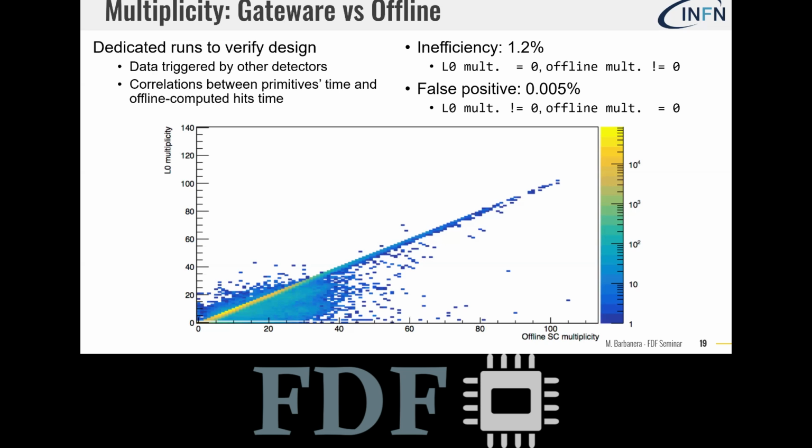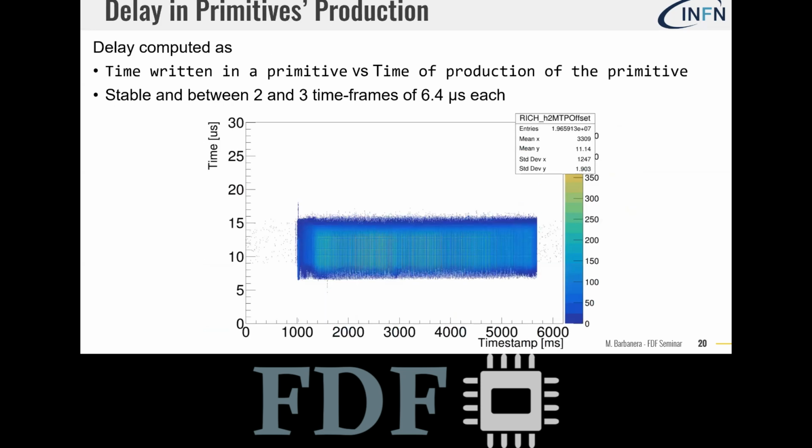Let's say. The other result of the performance check was the delay in primitives production, since it was paramount for the level 0 trigger processor to work. And we performed this by comparing the time written in the primitives in the cluster with respect to the time of the production of the primitive. From this plot, we see that the delay is quite stable, and it is between 2 and 3 time frames of 6.4 microseconds. And it remains stable for a full NA62 run.